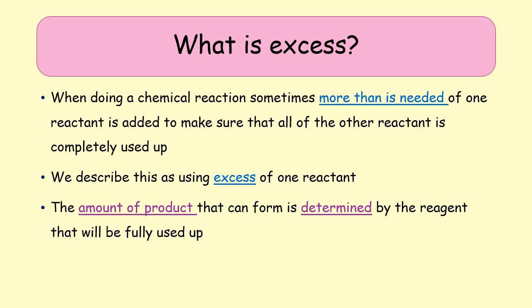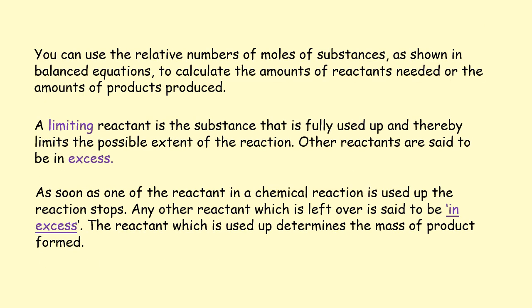The amount of product you can make is determined by the chemical that is not in excess, because the chemical that's not in excess is going to be completely used up and it's going to determine how much product you can make. That chemical is known as the limiting reactant. So the one you have more of than you need is called excess. The one that you have exactly the right amount to fully react is the limiting reactant, and it determines how much product you can make.